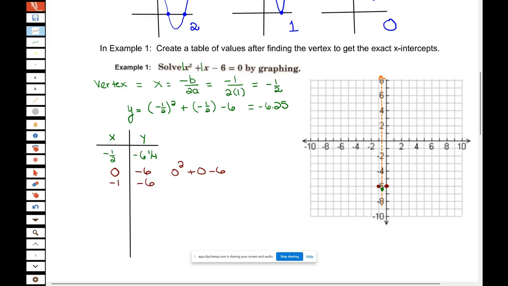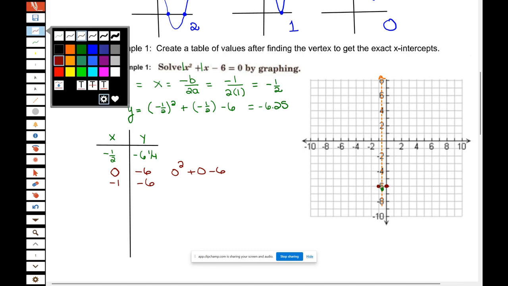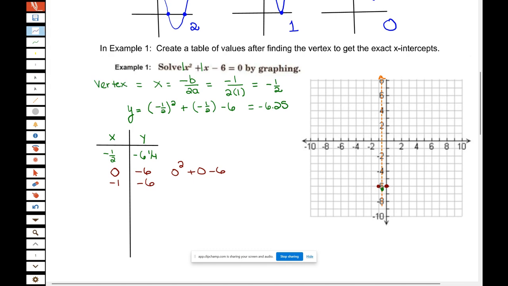All right, not gotten to the x-axis yet, so I'm going to plug in 1. So 1 squared plus 1 minus 6 is 1 plus 1 minus 6, which is 2 minus 6, which is negative 4. So we're moving up. At 1, it's negative 4, which means at negative 2, it's also negative 4.